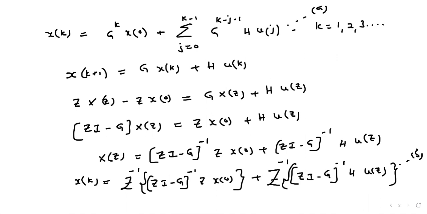In other words, they are the solutions of x of k, consisting of two parts. And from these, we can note as follows. The function G power k will be compared to the first term, which is the inverse z transform of zI minus G inverse z. And then the summation of the terms that we have will be the inverse z transform of the second portion. Therefore, we can write as follows.